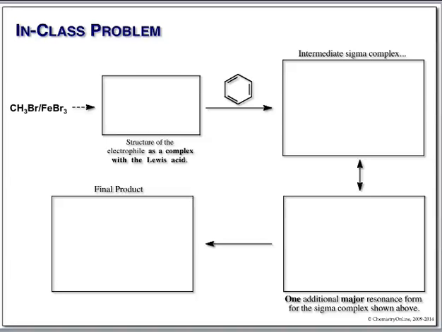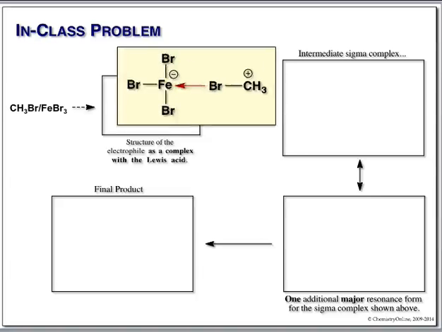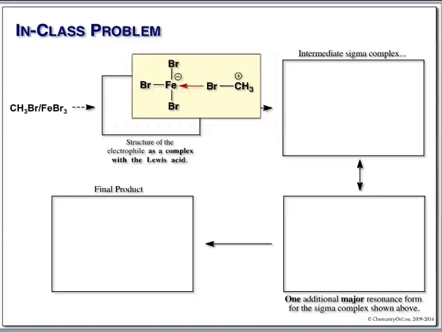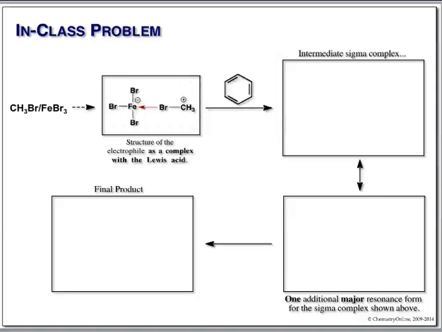The structure of the electrophile. Remember, the bromine is going to coordinate with the iron 3, the Lewis acid. We're going to form some sort of a complex like this. We're not going to form a free carbocation because methyl carbocation would be too unstable. But in this complex, we have a carbocation-like methyl group. So you simply draw this in your little box.